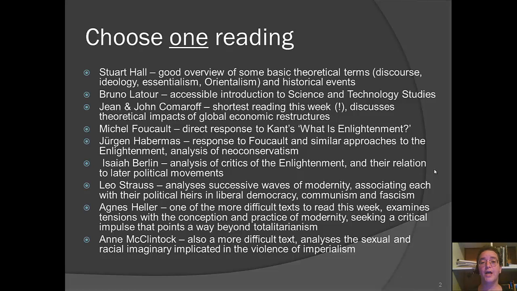We're looking at Jürgen Habermas as well. The Habermas is a somewhat difficult text, but it is a response to Foucault and to forms of theory like Foucault, and it also introduces the topic of neoconservatism, which is something that we'll return to later in the term.